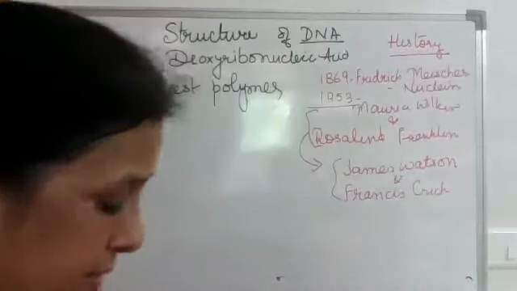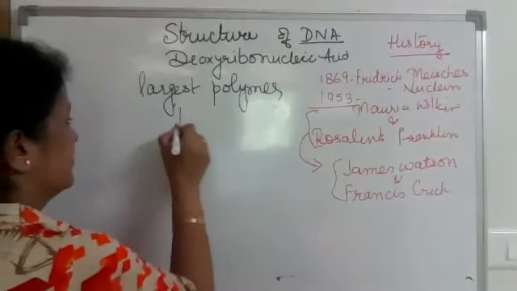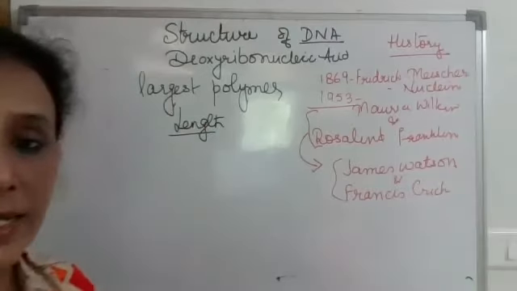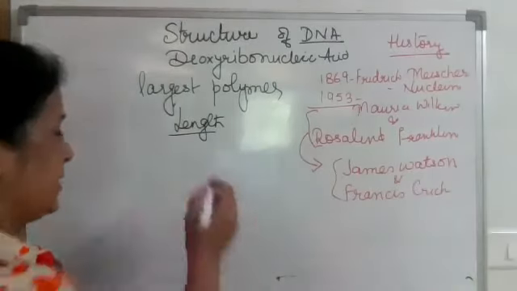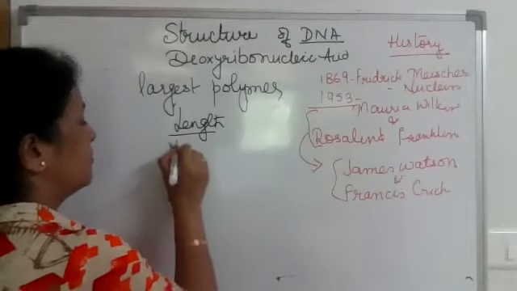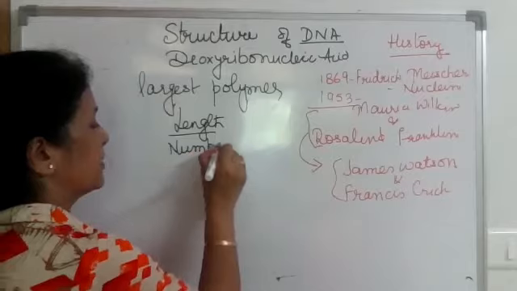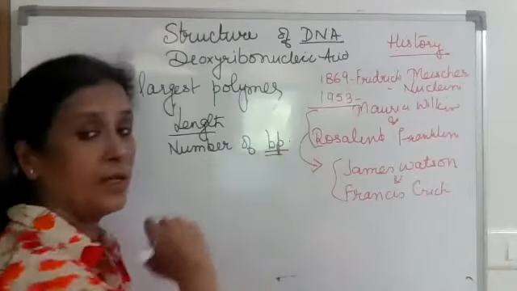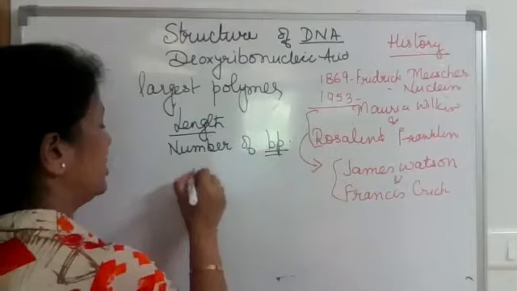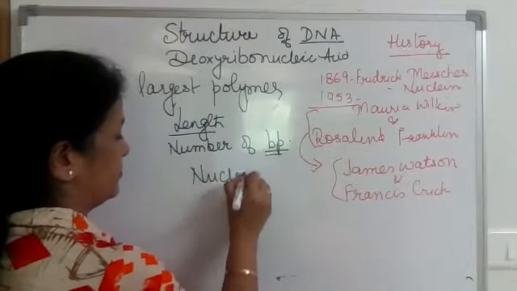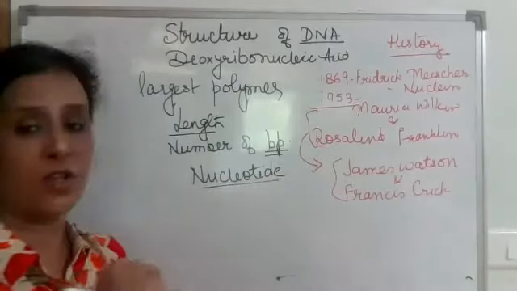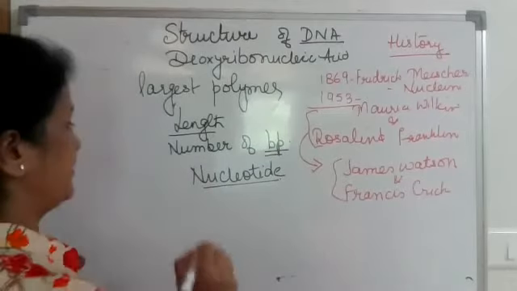Length of DNA. What do you mean by the length of DNA? Length means the number of base pairs. Base pair means nucleotide, because DNA is a polymer of nucleotides.